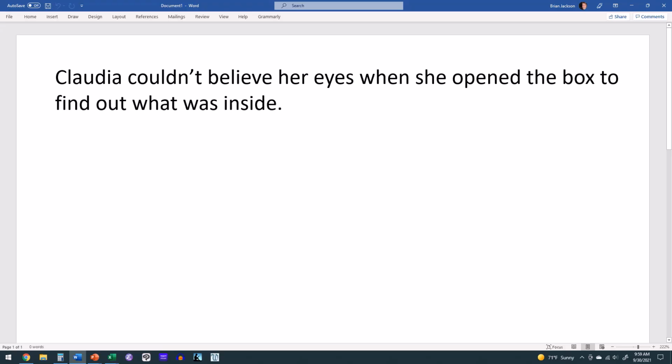"Claudia couldn't believe her eyes when she opened the box to find out what was inside." Wow! Imagine ending a chapter with that. What was inside the box? The reader wants to know, and they'll continue reading on to find out.